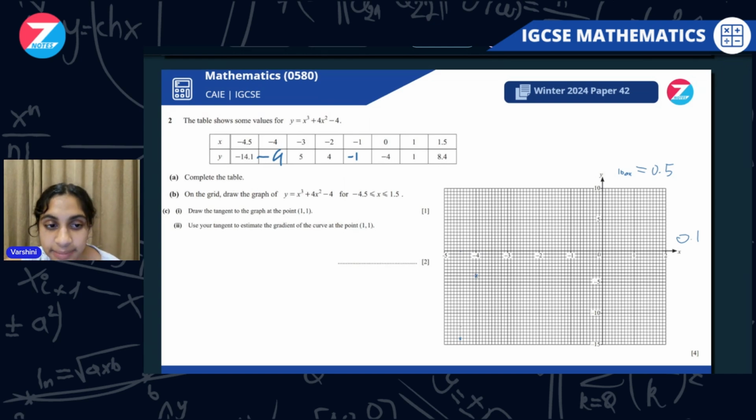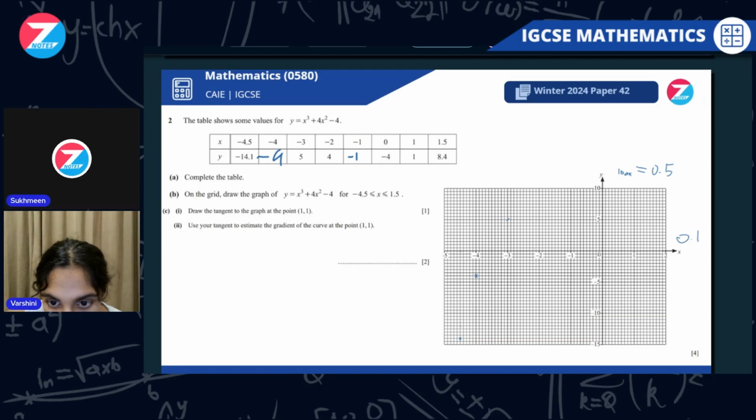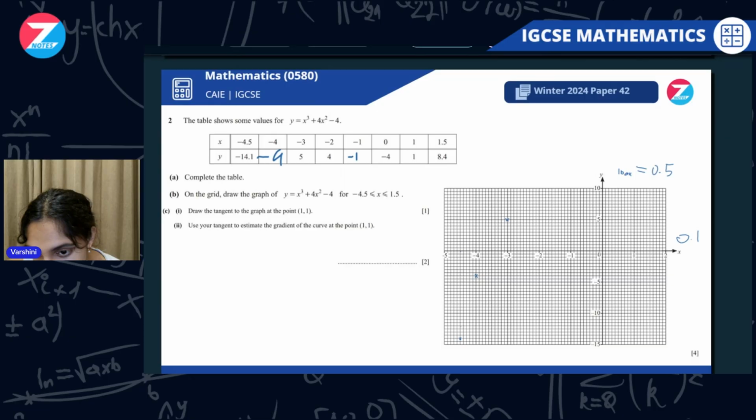The next one is minus 3, 5. So it's minus 3 is over here on the x-axis, and 5 is all the way up here on the y-axis. All the way up here. Okay, and the next one, minus 2, 4. So minus 2 on the x-axis, and 4, which is going to be minus 4.5 and 4 over here.